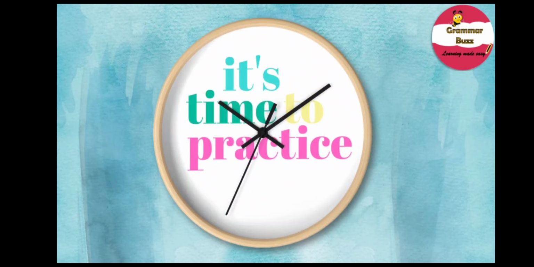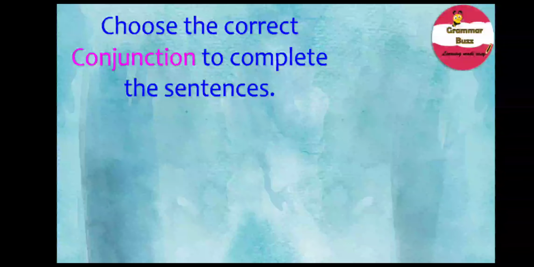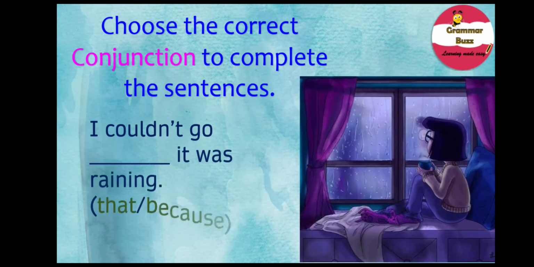So, this is how it works. I'll be showing you a sentence with two options. You will have to choose the correct subordinating conjunction to complete the sentence. Hey, doesn't that sound fun? Yes, it is. So, are we ready? And here comes the first one for you. And the sentence says, I couldn't go, it was raining, and your options are that, because.